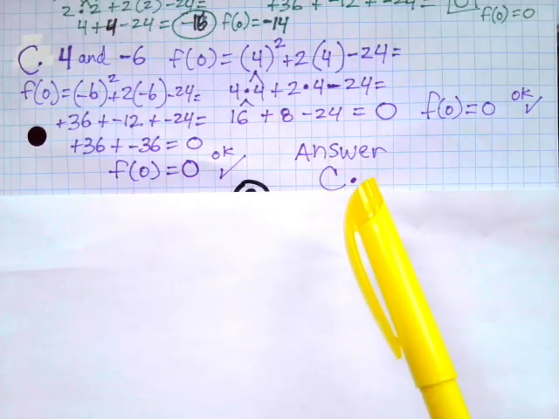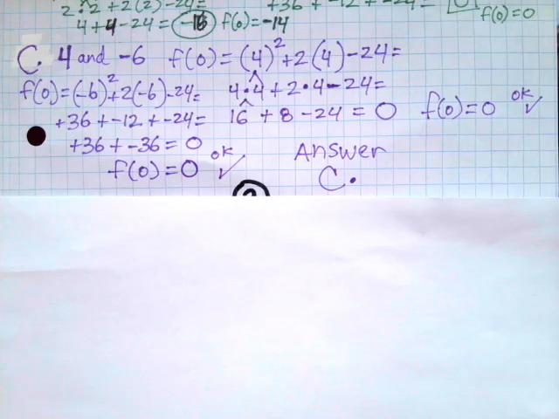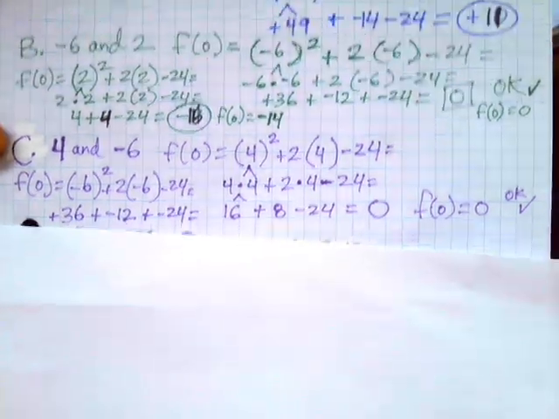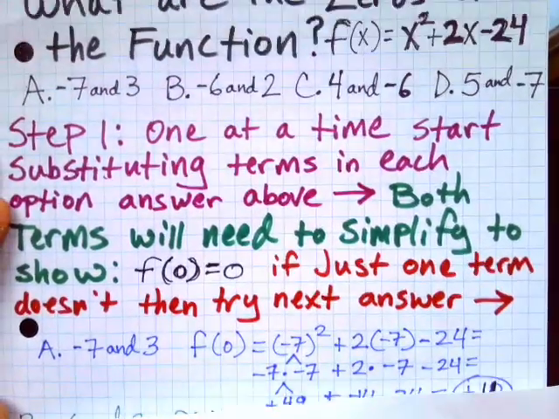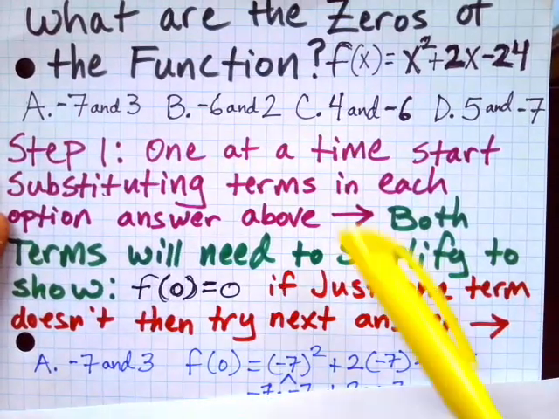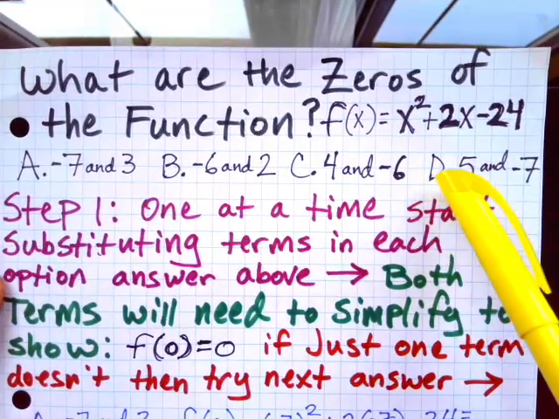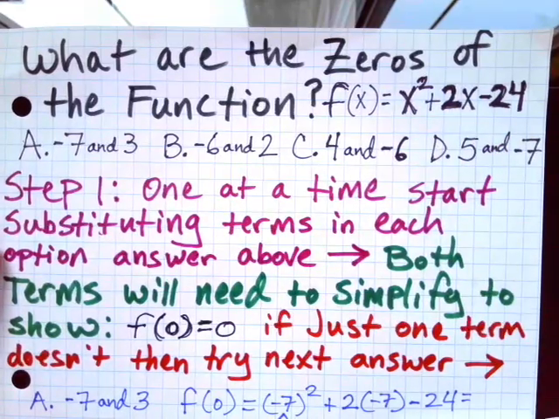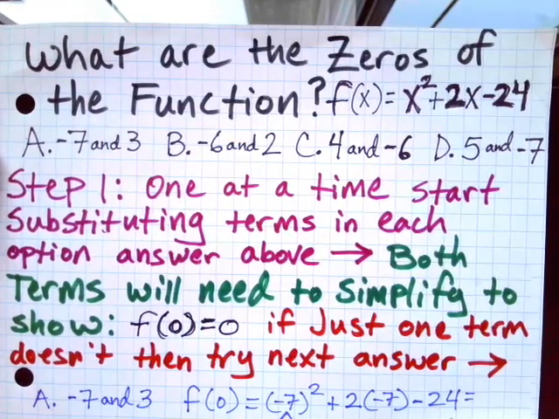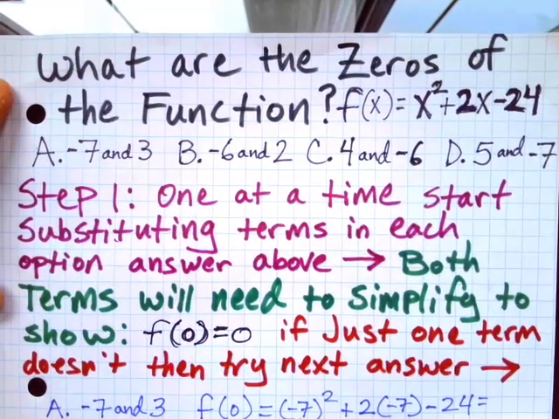I can stop. I'm not going to do option D. I know my answer has got to be option C. As you can see up here, 4 and -6 are the zeros of this particular function. That was tough. That's hard to get my tongue out of the way sometimes.